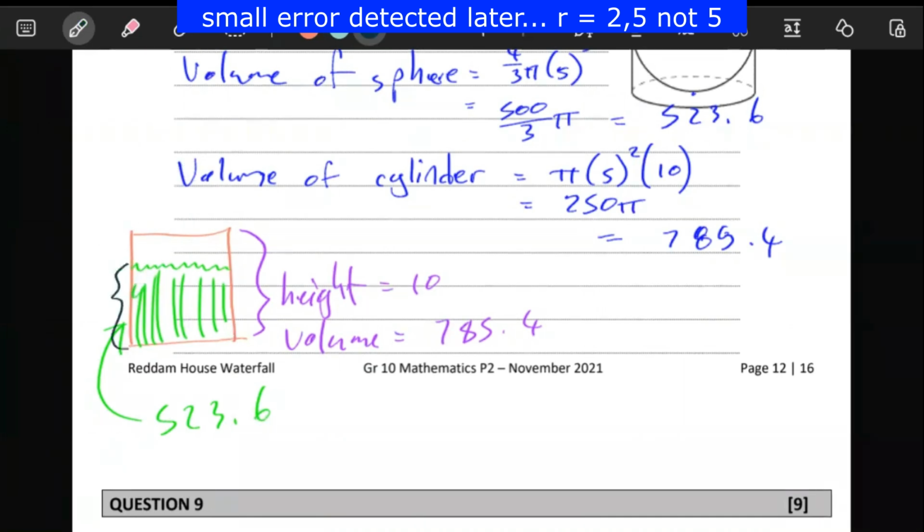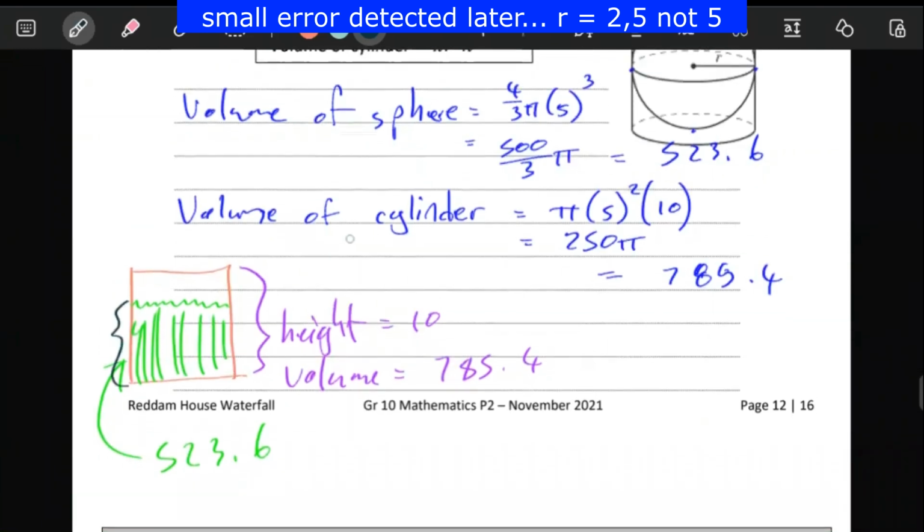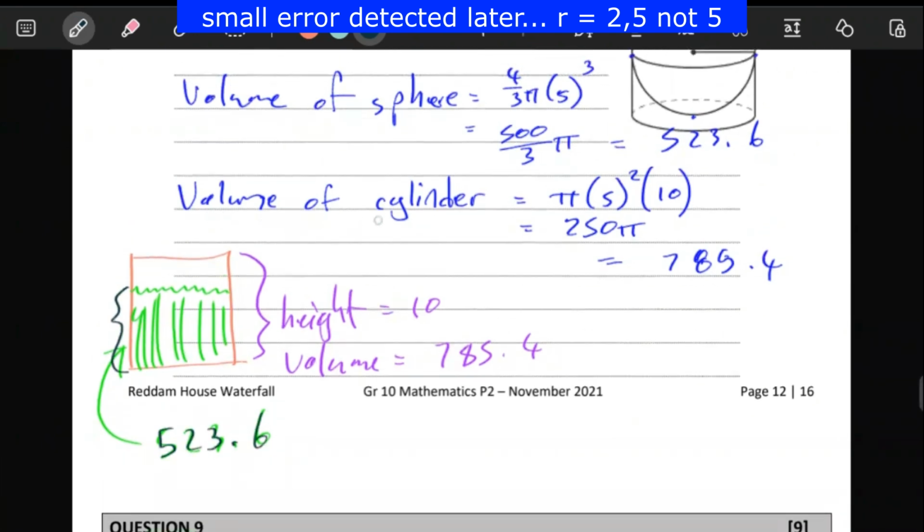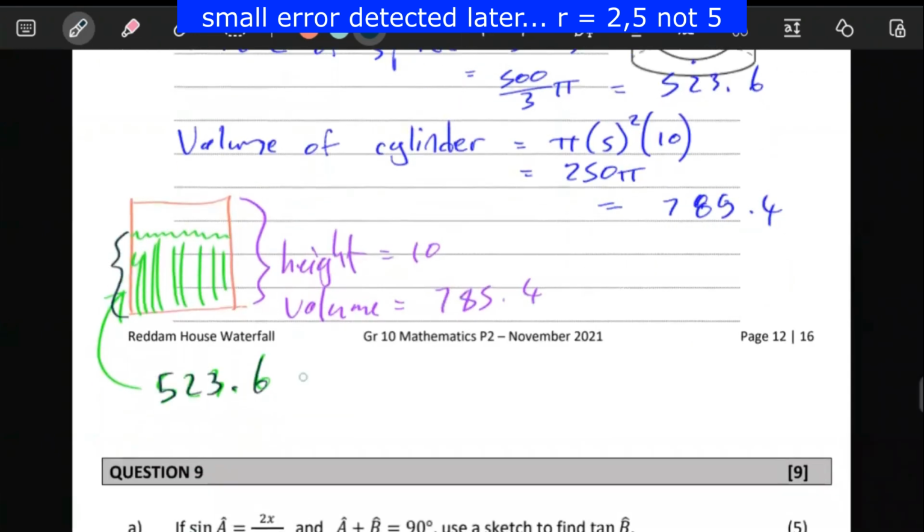Now to get that height, you can just use again the volume of a cylinder formula, because you can now say the volume of the green here, you know it's equal to 523.6. That's the volume of a cylinder that would end there. So that volume is equal to pi r squared times height. The radius is still 5, but then the height now is a value you don't know. So we can even label this x.